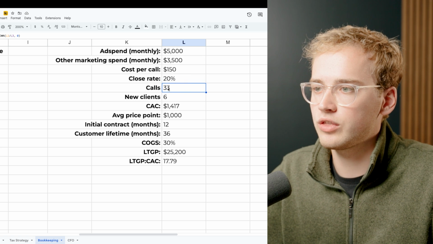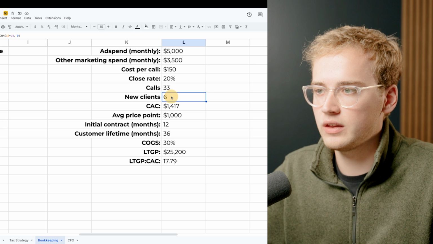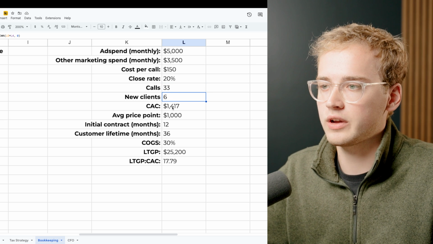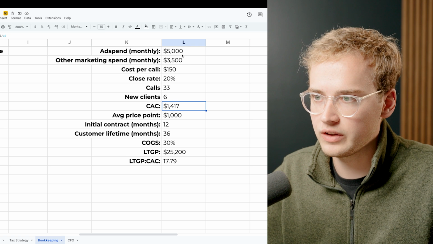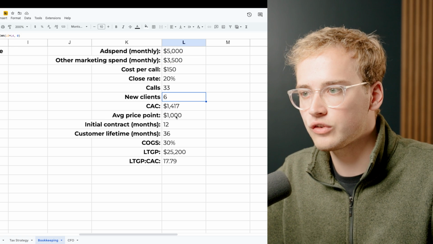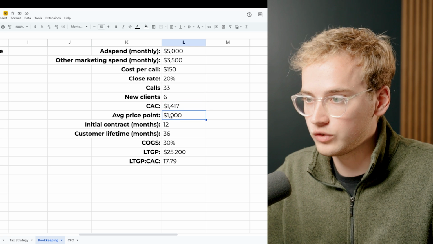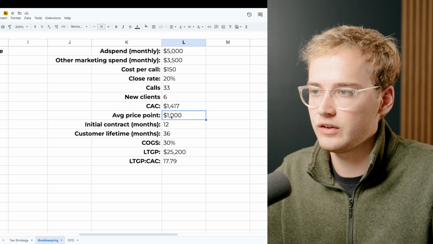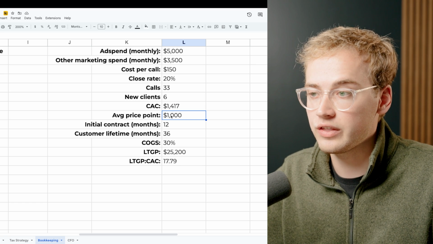And so that means you're getting 33 calls out of this $5,000 in ad spend. And so at 20% close rate, then you're getting 6 new clients. So your cost to acquire a customer here is $1,417. That's just 5,000 plus 3,500 divided by 6. So your CAC is $1,400. Your average price point is $1,000. So technically we're going a little bit in the red. You see here, we're spending $1,400 to get a customer that's going to pay us $1,000 a month.